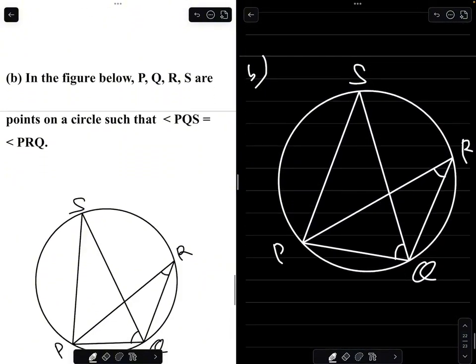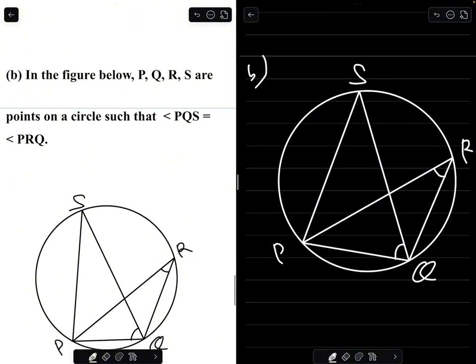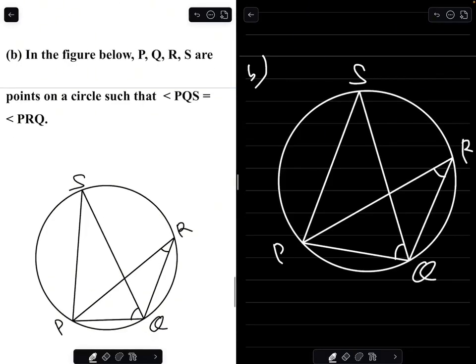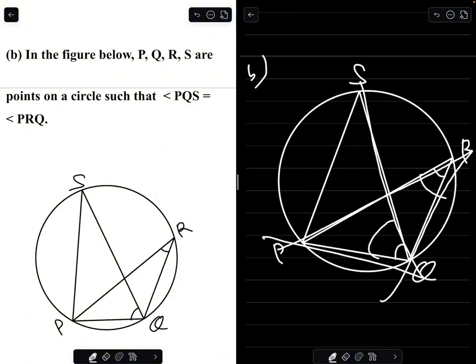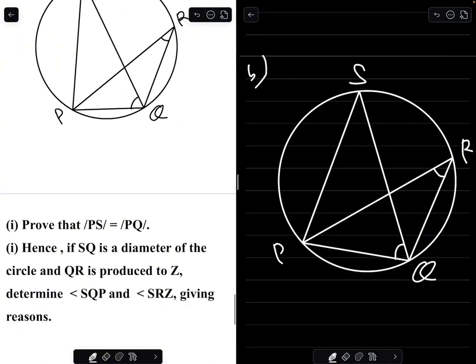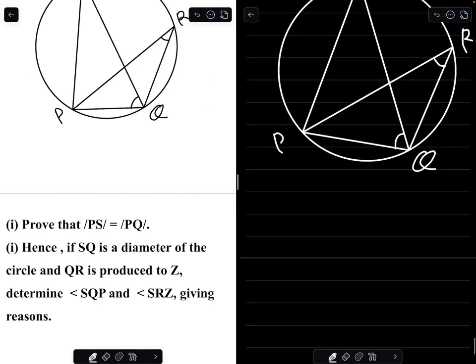Question B says, in the figure below, PQRS are points on a circle such that angle PQS is equal to angle PRQ. Angle PQS, which is this angle, is equal to angle PRQ, which is this angle. Now, the question says, Roman figure 1, prove that the length PS is equal to the length PQ. Okay, let's go to Roman figure 1.